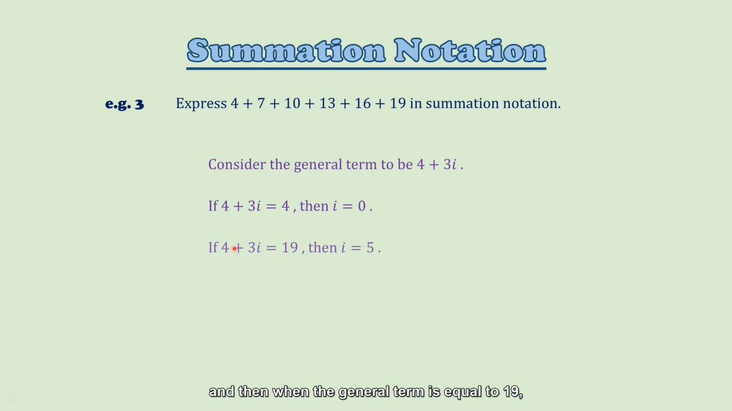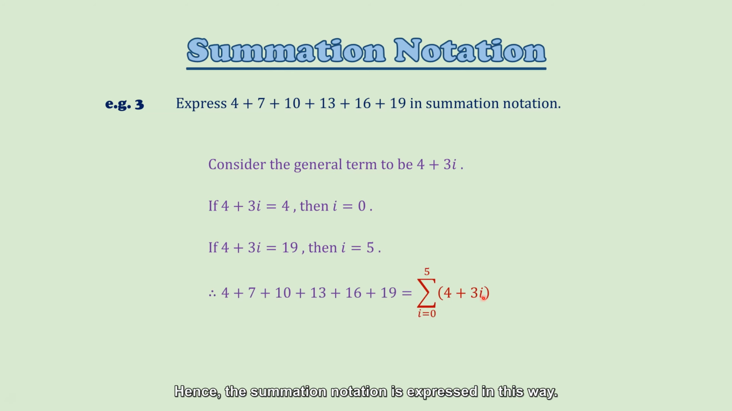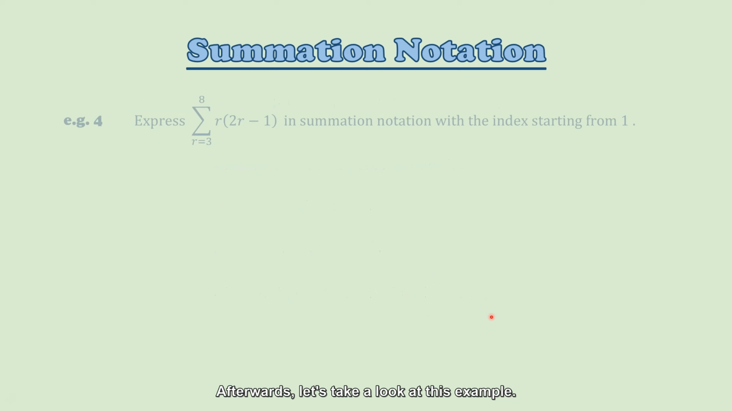And then when the general term is equal to 19, i is equal to 5. Hence, the summation notation is expressed in this way. The general term is 4 plus 3i, and the index is from 0 to 5. Afterwards, let's take a look at this example.